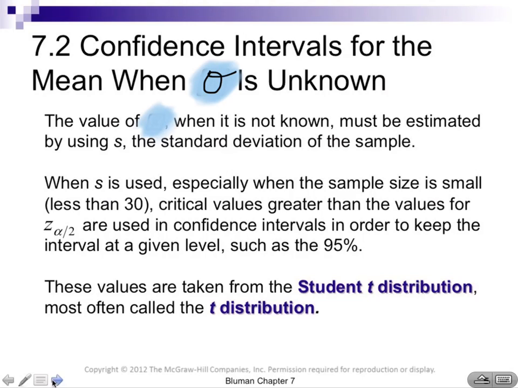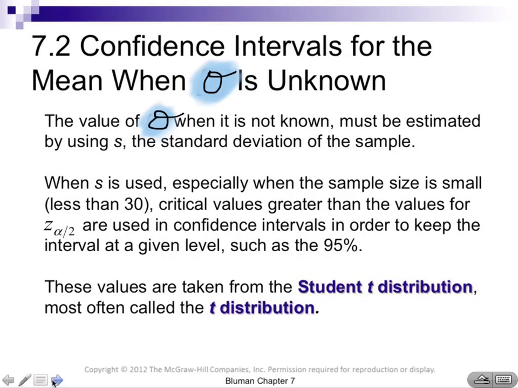Okay, when sigma is unknown, so when sigma is not known, and it has to be estimated by using S, which is the sample standard deviation, and when S is used, the sample size is less than 30, critical values are greater than the values for z alpha over 2. Remember we talked about that in unit 7.1. In order to keep the interval at a given level, such as 95%, we have to change the way we do this.